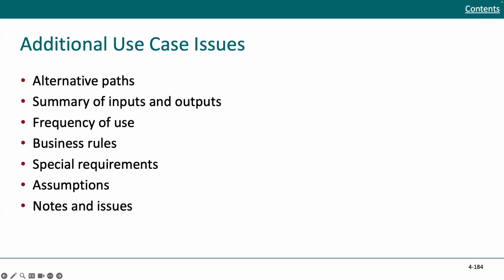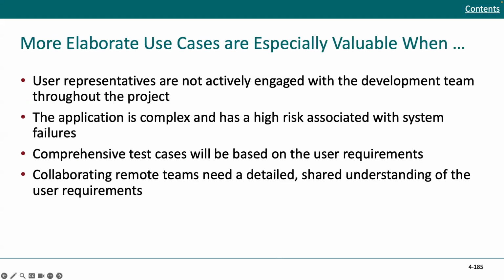Here are some additional use case issues. Are there alternative paths from the normal that we need to quantify in some way? We want to make sure we have a summary of the inputs and outputs, make sure that we keep track of all that. We want to consider how often a use case is used. If it's used all the time, that's definitely going to be high priority. What about the business rules that are contained in it? What about special requirements that we have to be thinking about? Assumptions, we want to make sure that's all clearly known and provided to everybody. And also we want to have the ability to have notes and a way of tracking issues.